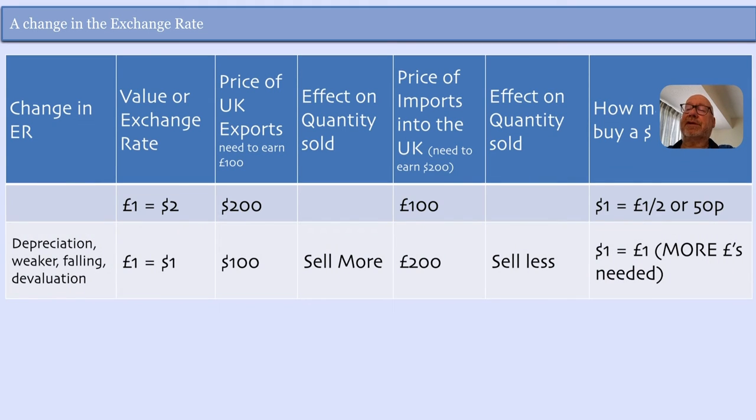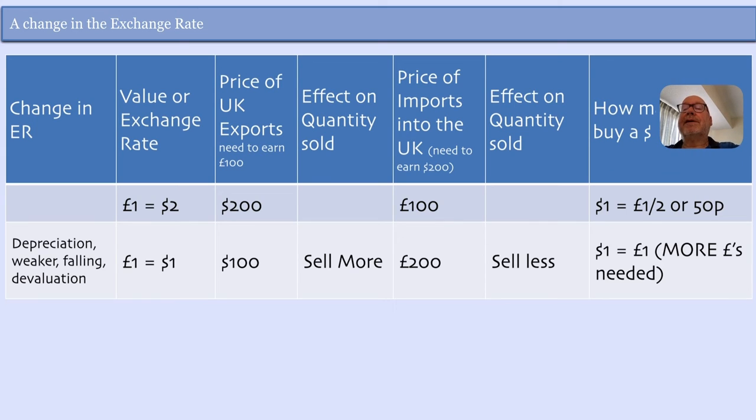And this is just the start, and the next videos are going to take this into much further detail. So a depreciation, a weaker, a falling, a devaluation means that instead of a pound being $2, it's now $1. That will mean that the price of my exports in America goes down to $100. I can sell for $100, and every one I sell, I'm going to switch back at 1 to 2 and earn myself £100. So I'm going to sell more. The lower the price, the more I'm going to sell.